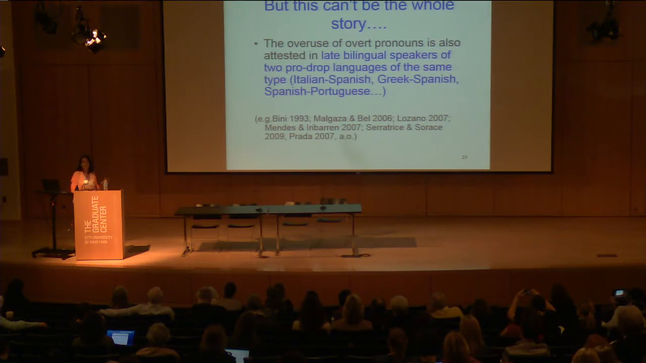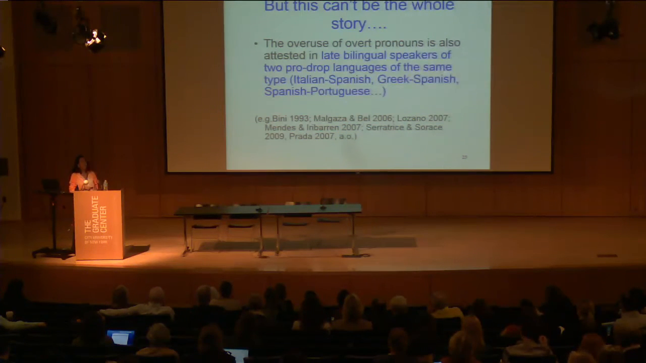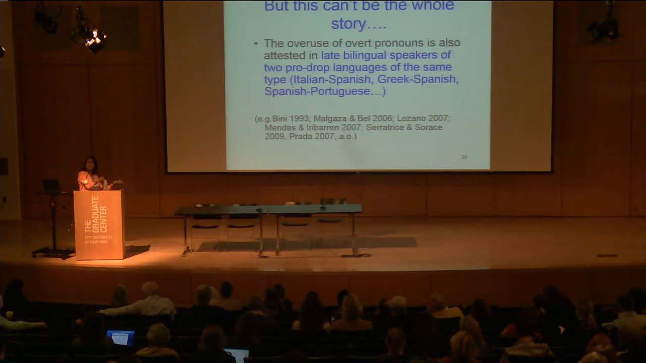Because in fact, also for adults, we find that the overuse of overt pronouns is attested in bilingual speakers of two identical languages. So languages like Italian and Spanish, Greek and Spanish, Spanish and Portuguese, languages that have the same kind of pronominal system. So why would these people overuse these overt pronouns? They don't have a reason. They could simply rely either on what they know of the L2 or on their L1, or the two systems work in the same way. What's the need? Where does this phenomenon come from?